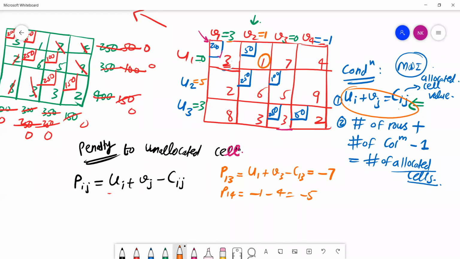Now the next term is this one, P21, which is equal to 5 plus 3, 8 minus 2, it's 6. P24: 5 minus 1, 4 minus 9, minus 5. Next is this one, P31: 3 plus 3, 6 minus 8, minus 2. P32: 3 plus 1, 4 minus 3, 1.